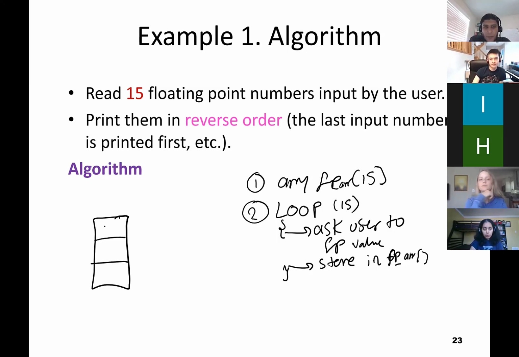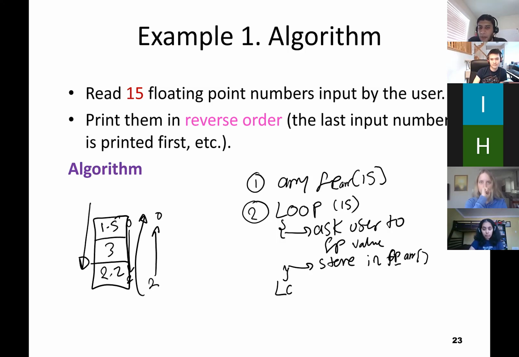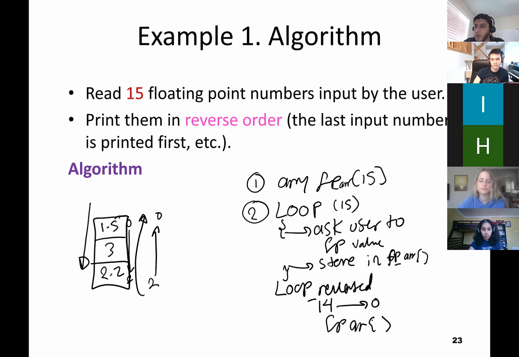So assume the user inputted something like 1.5, 3, and then 2.2. What you want to do, because you store things in this order, is reverse it, right? So you want to start printing things, but not from element 0 to 2. On the other hand, you want to do this from element 2 to 0. So you need another loop here, but in reversed order, right? So it should start from 15 or 14 down to 0, and then you print your array in this reversed order. This is just what you want to do.